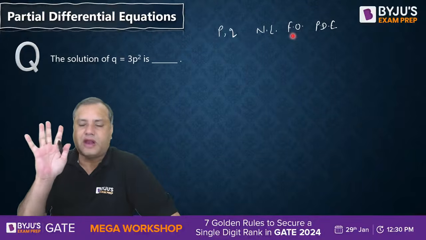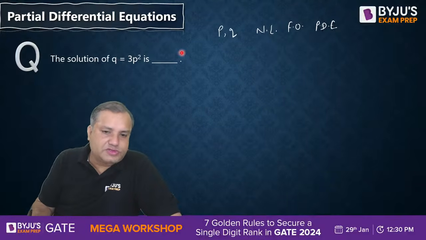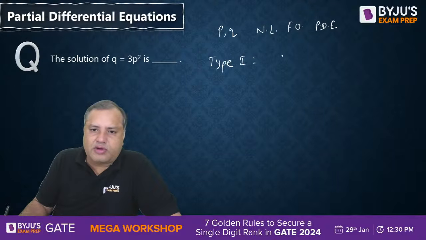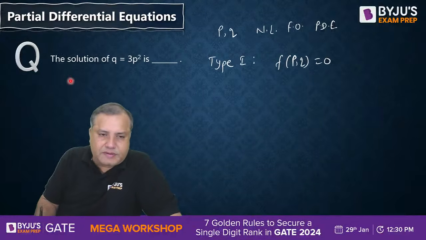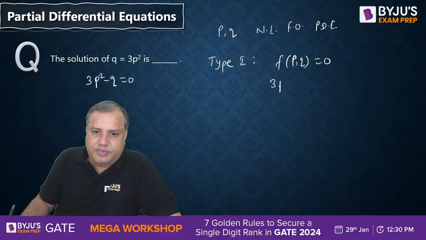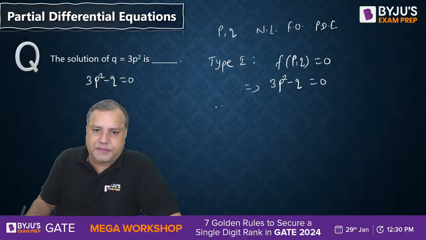Now, there can be 5 parameters: z, x, y, p, q. This contains only p and q, so this is type 1. In type 1, just find f of p comma q equal to 0. This is the format of type 1. So here we can write this as 3p square minus q equal to 0. So this is type 1.